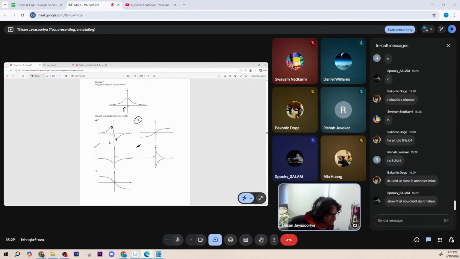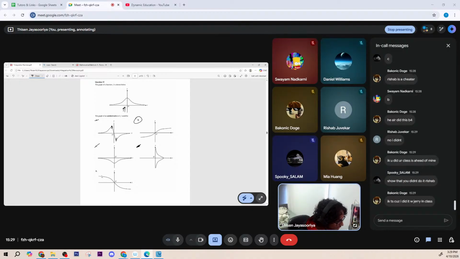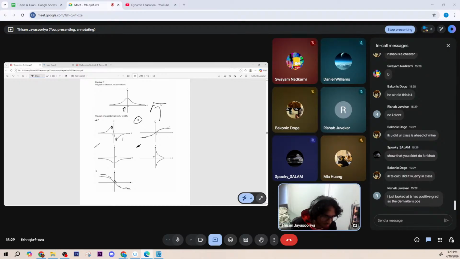So it must be between B or E. E has a negative gradient consistently, whereas B has this positive gradient consistently. So that means here f of x must be B. I just looked at B has a positive gradient, so the derivative is positive.